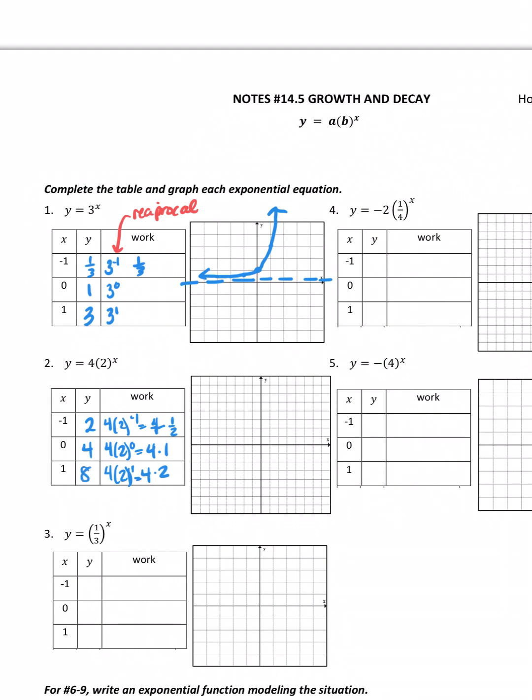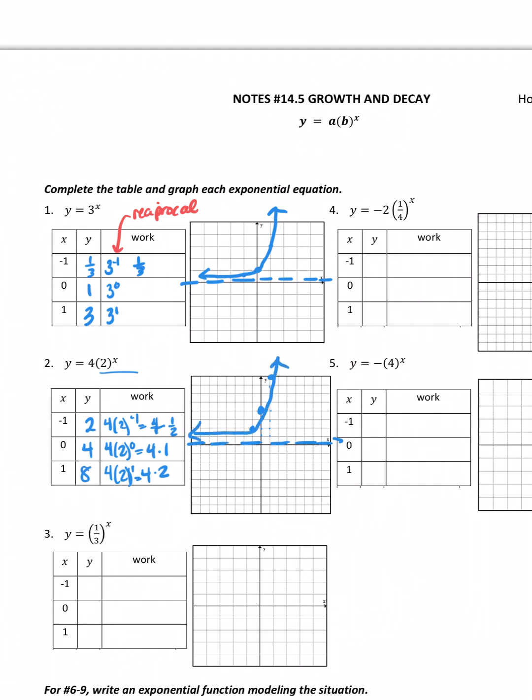All right, so let's graph that. At -1, it's at 2. At 0, it's at 4. And at 1, it's at 8. Okay, it didn't move it up or down on my equation, so I'm going to keep my asymptote where it was. And then I draw on my curve.